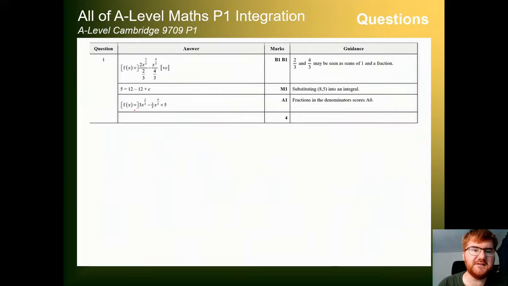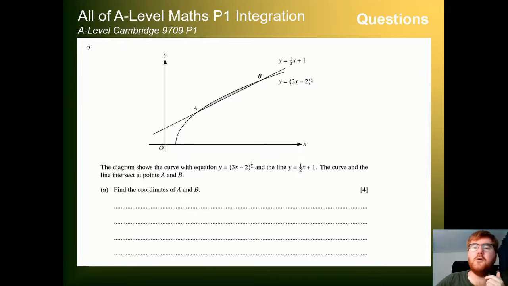Okay, so you can look at the mark scheme there. Again, mark schemes don't give you too much information, so hopefully this video is really helping you understand this integration process as we go through. Now that was question 1, one of the easiest questions on the paper. However, now we're going to be looking at question 7, a sort of medium-ish question.